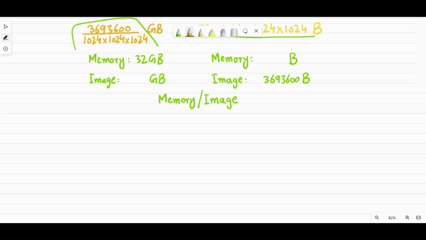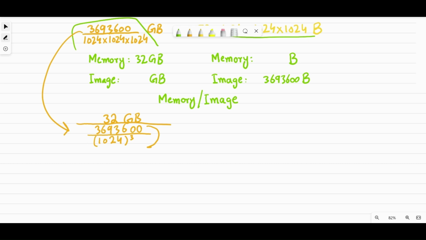So the left-hand side will take this form. On the left-hand side we have both units in GB, and luckily here we have the memory in 32 GB, divided by the whole of this thing: 3693600 divided by 1024 cubed. Obviously you would have solved it on the calculator, as this question is from the book and it is much more complicated than what comes in the exam. So you could have solved it as a single value.